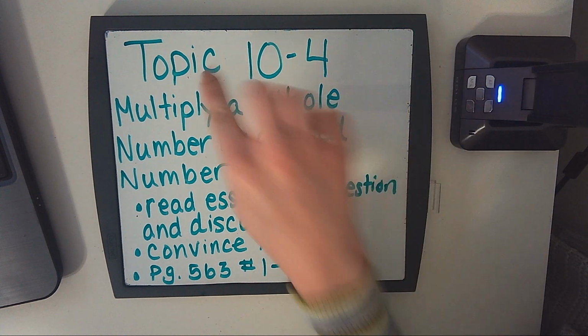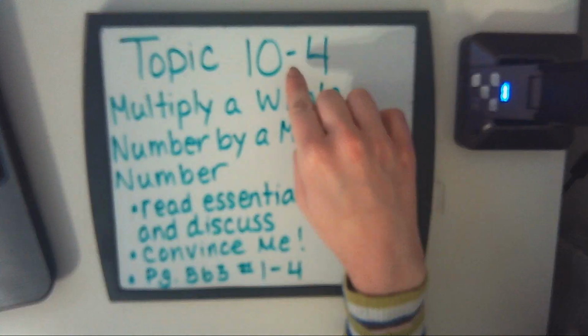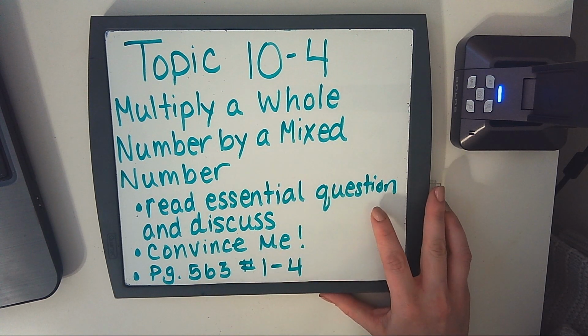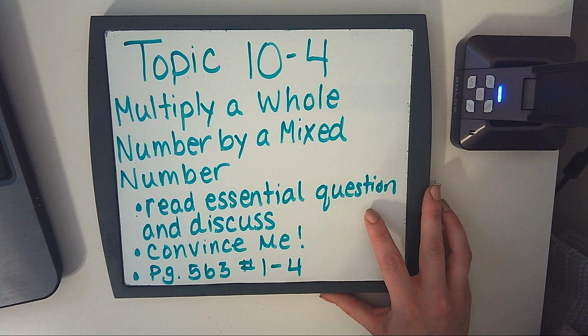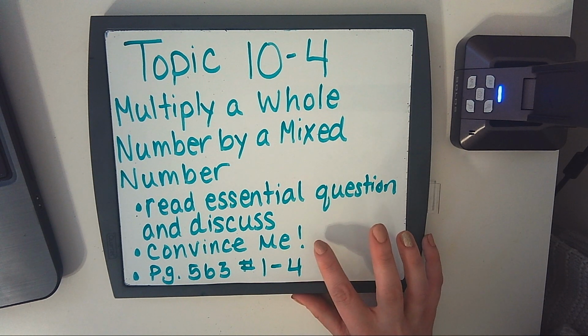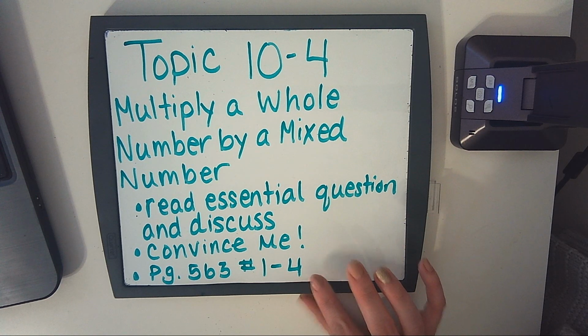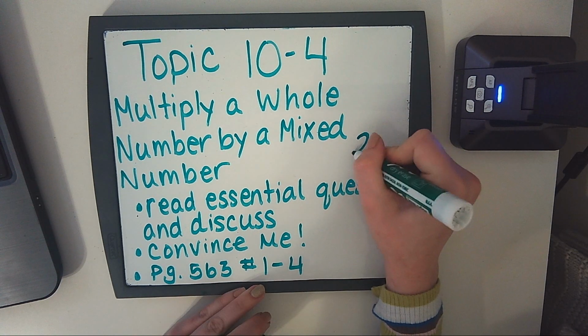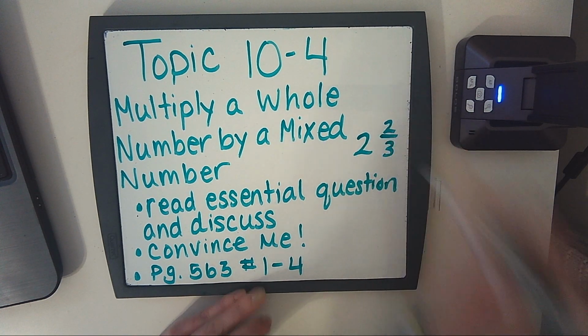Today we are starting topic 10, lesson 4, which is multiply a whole number by a mixed number. We're going to read the essential question and discuss, work on the convince me, and then work on page 563, numbers 1 through 4. Previously, we have been multiplying whole numbers by just fractions, but today we are starting to multiply whole numbers by a mixed number. So it'll have a whole number and a fraction part.